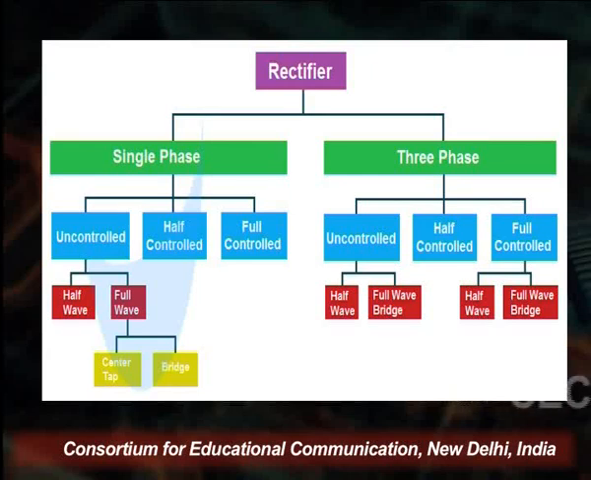If we come to the single phase rectifier, the uncontrolled rectifier is also categorized into two parts. Number one is the half wave and second is the full wave rectifier. The full wave rectifier is again divided into two parts: one is the center tap and second is the bridge. The bridge plays a very important role in the preparation of devices, like if we have a Wheatstone bridge, then we use this rectifier to get the output.